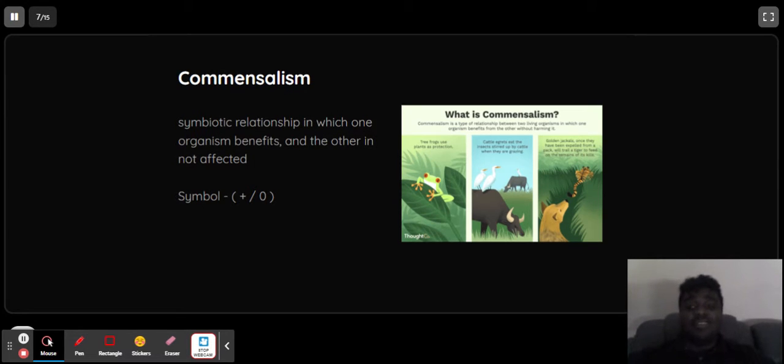Next up, we have commensalism. Commensalism is where one species is going to have some sort of benefit and the other species is completely unaffected. So this symbol is going to be a plus sign for the species that benefits, and then either a zero or an O. And this is to represent that the other species just doesn't really care that the other species is there. So it doesn't get a benefit. It's not harmed and it's not benefited. It's just there.